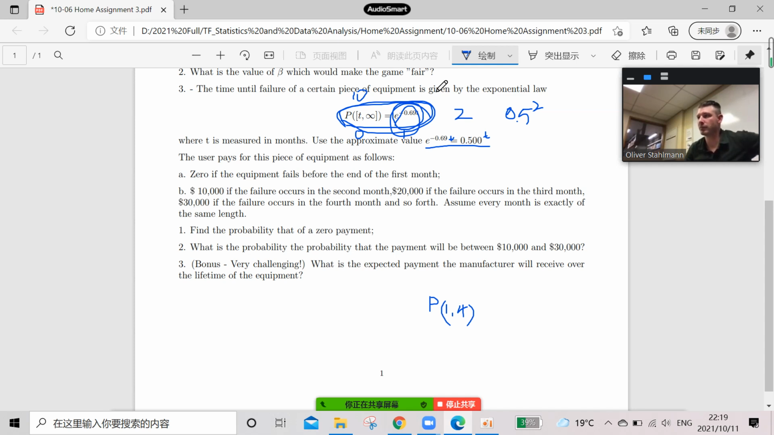It's not how I think about equipment. I normally thought it would be the opposite. It's like time to failure, which is, yeah.